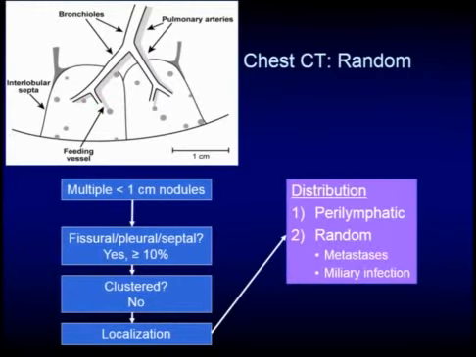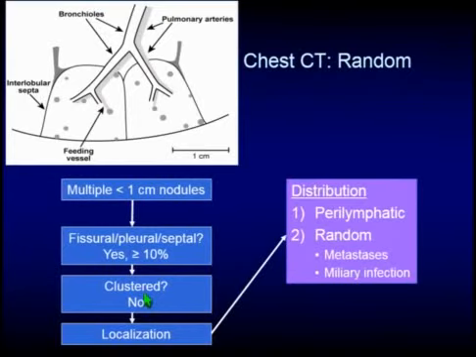And so when you see this kind of distribution involving the perilymphatic surface a bit more, and you can't place some of these nodules, this is what we describe as a random pattern. When you're dealing with a random pattern, really you're only dealing with this lymphohematogenous spread of malignancy or infection.